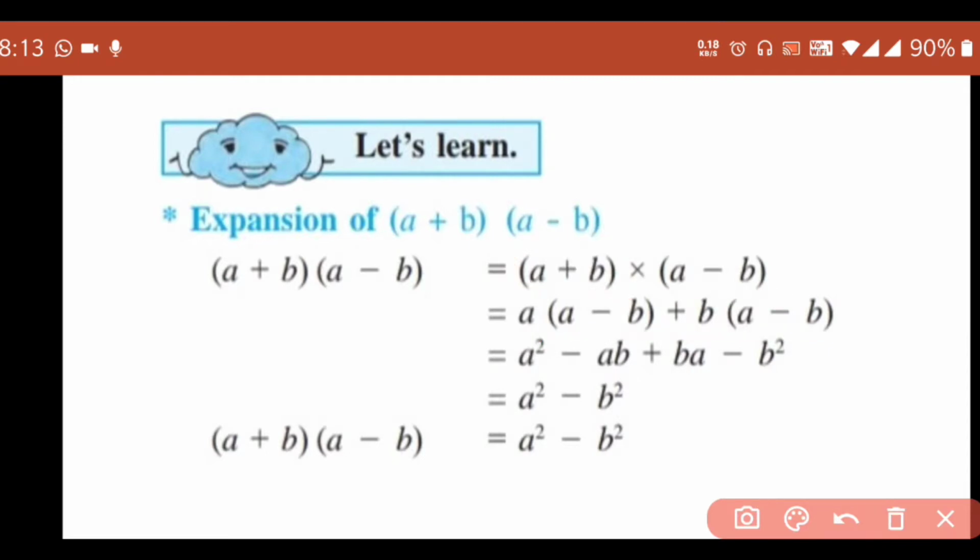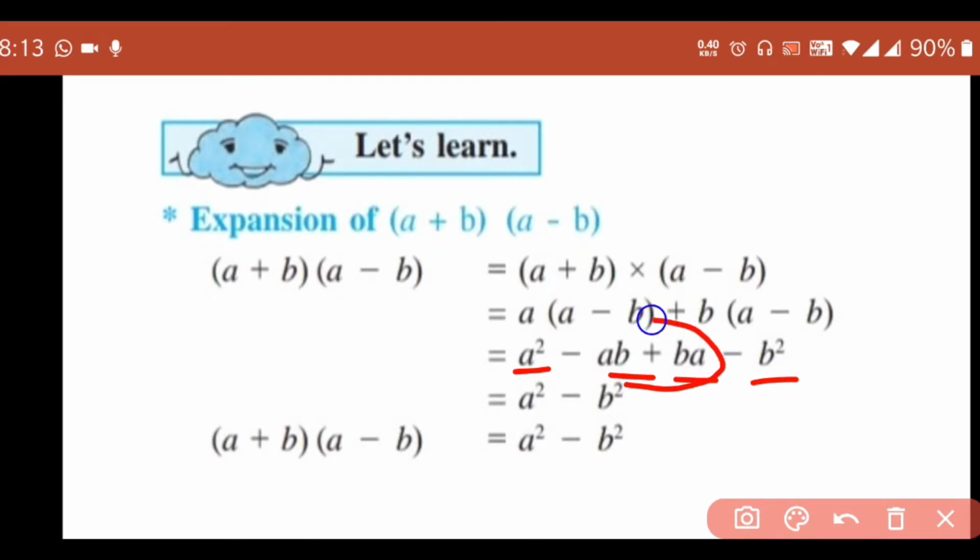So let us multiply. a into a is a square, a into b is ab, minus sign is there, so we have to write this minus sign. So minus a into b is minus ab, plus b into a is ba, and plus into minus sign will become minus, b into b is b square. So in this way we get the third step, which is a square minus ab plus ab minus b square.